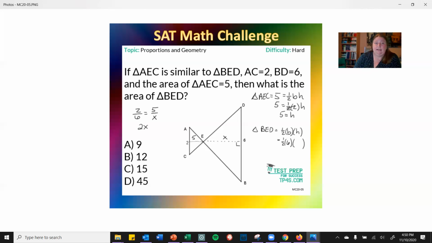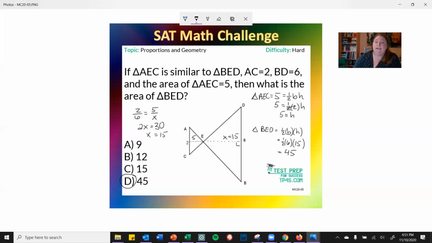2x equals 6 times 5, which is 30. Divide both sides by 2 and we get x is equal to 15. That's what I'm going to put here because x is also the height of my second triangle. So solving now this equation that I had already set up, 1/2 of 6 is 3. 3 times 15 is 45. The area of my larger triangle is 45.